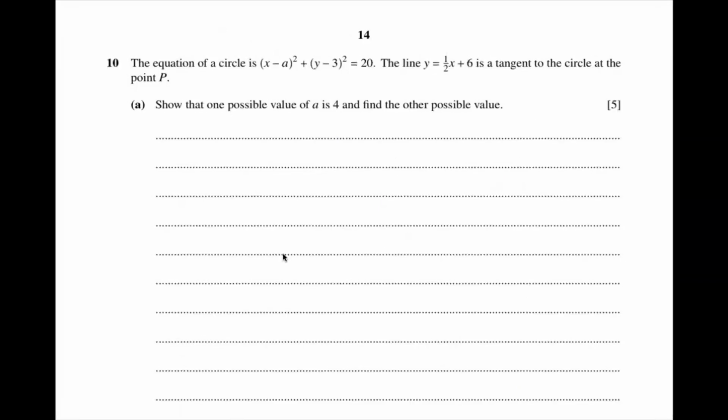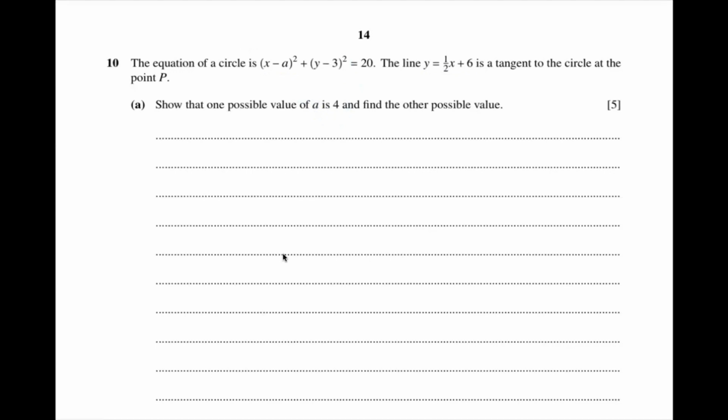Okay, so we have the equation of a circle. We need to show that one possible value of a is 4. If that is what we need to show, then why can't we just plug in a as 4 and see whether the left hand side and the right hand side comes out to be the same? The equation of a circle is given. The line is tangent to the circle at the point P. We need to show that one possible value of a comes out to be 4.